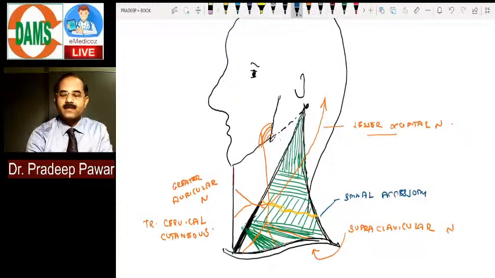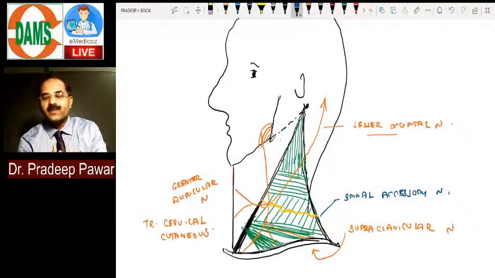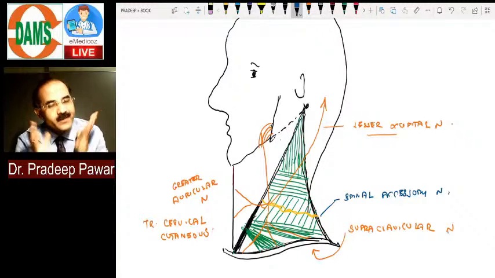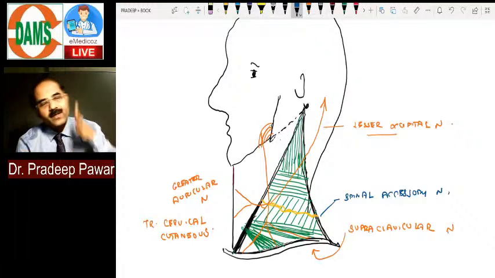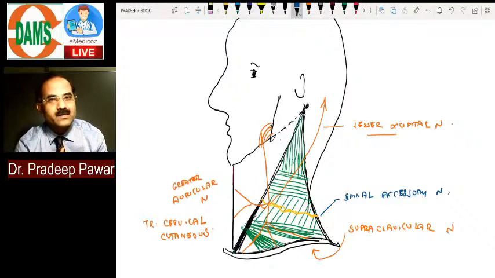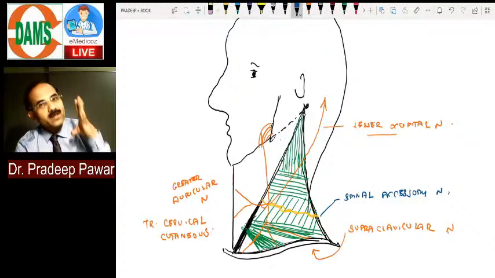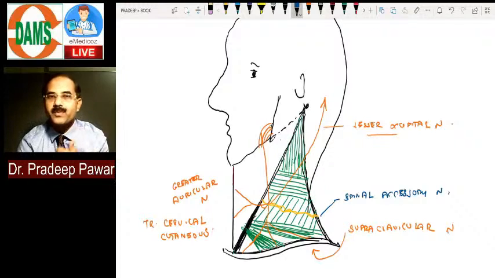This is the spinal accessory nerve. So these are the branches of cervical plexus: lesser occipital, greater auricular, transverse cervical cutaneous, and the supraclavicular nerve. So this becomes the contents of the posterior triangle, and all these nerves are cutaneous. They will therefore also come to lie in the roof, because they have to supply the skin.